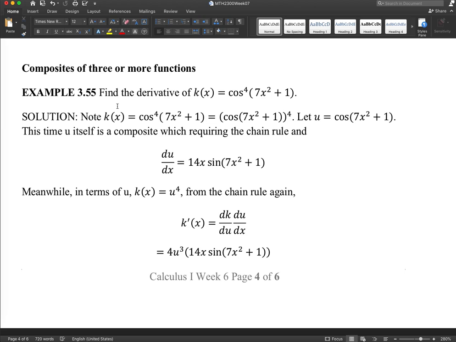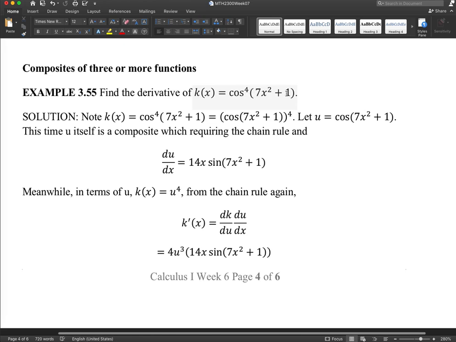It's a kind of more complicated situation, as you may expect: cosine to the 4, then 7x squared plus 1. And first of all, do understand the power of 4, the meaning of the power of 4. It simply means the entire cosine part to the power of 4.